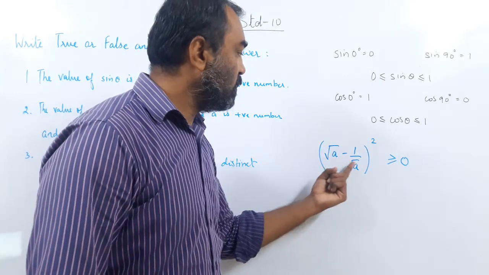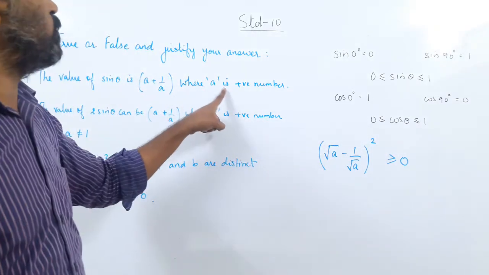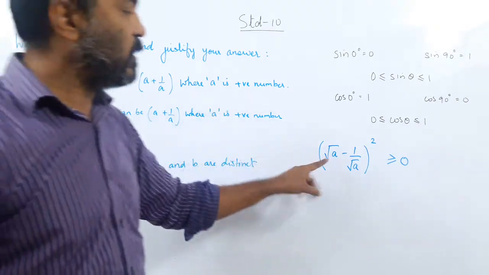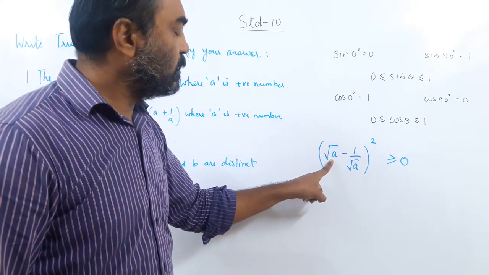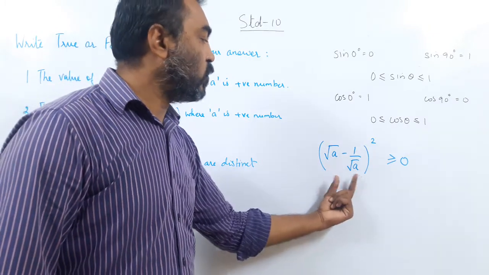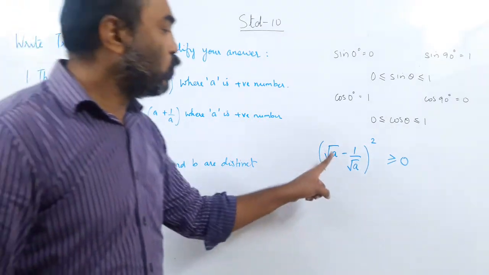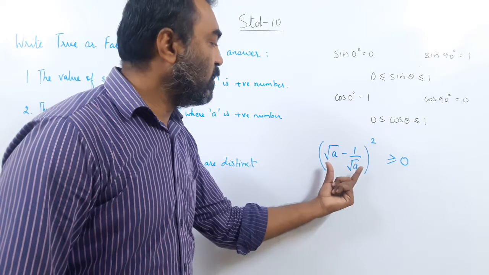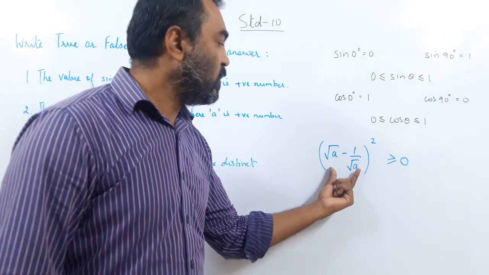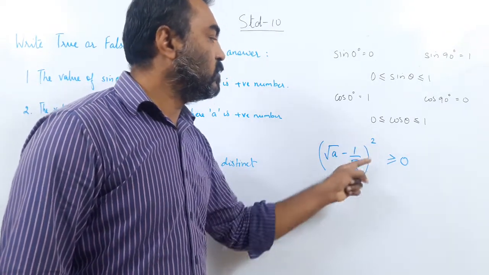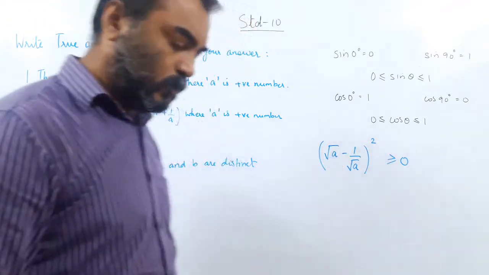We are taking a as a positive number only. If root a is bigger than 1 upon root a, the difference is positive, means the bracket is positive. Positive square gives positive. But if root a is smaller than 1 upon root a, then the difference is negative, but still the square is positive. And if the difference is 0, then 0 square is also 0. So the square of any number will be greater or equal to 0.